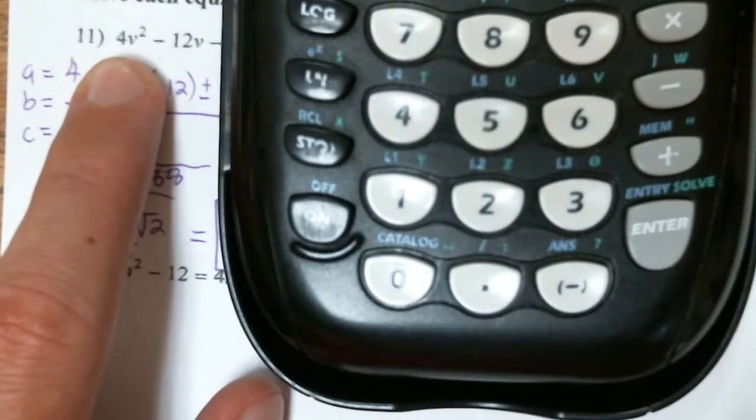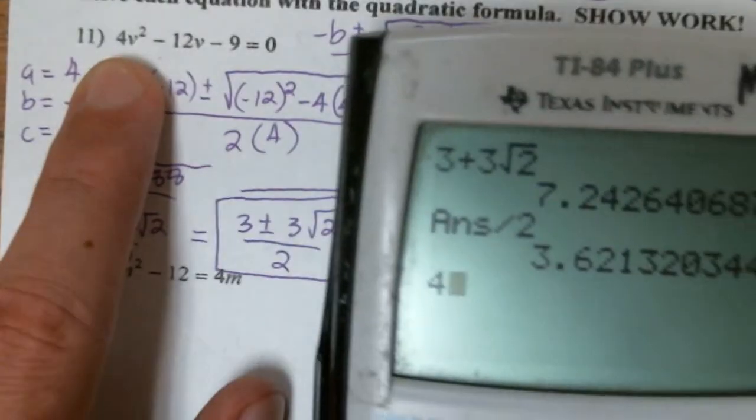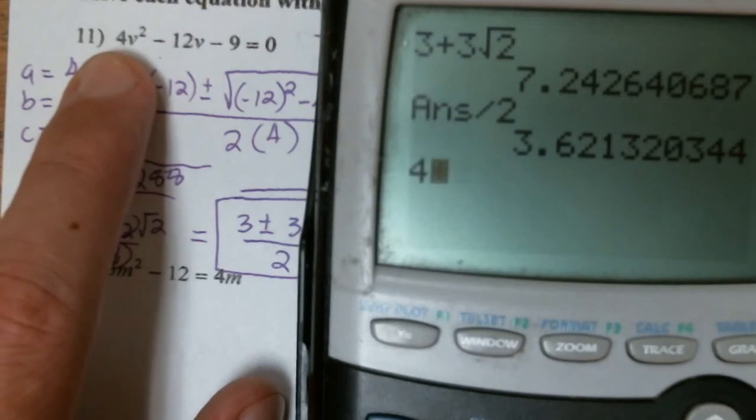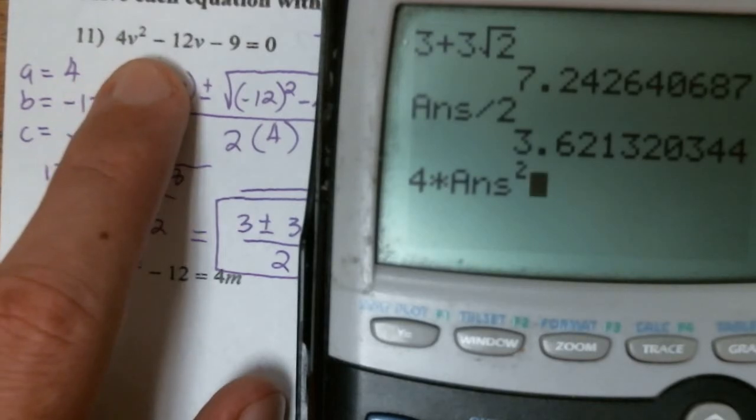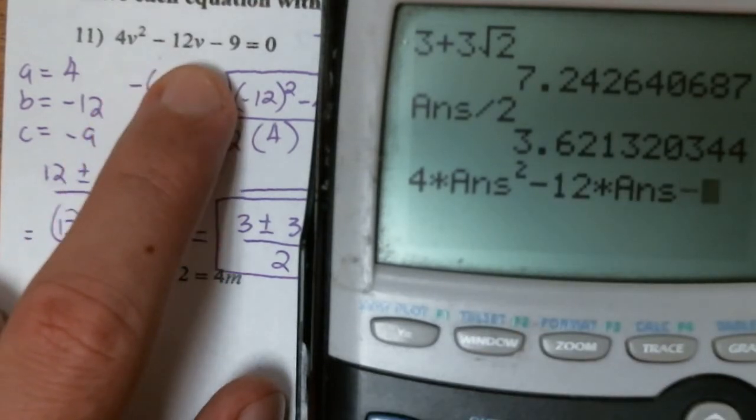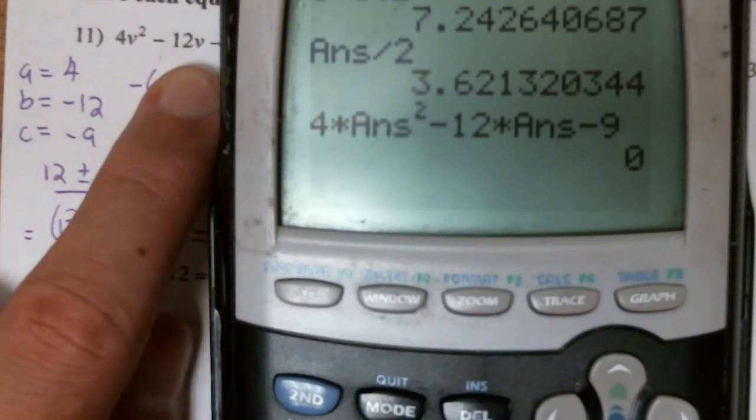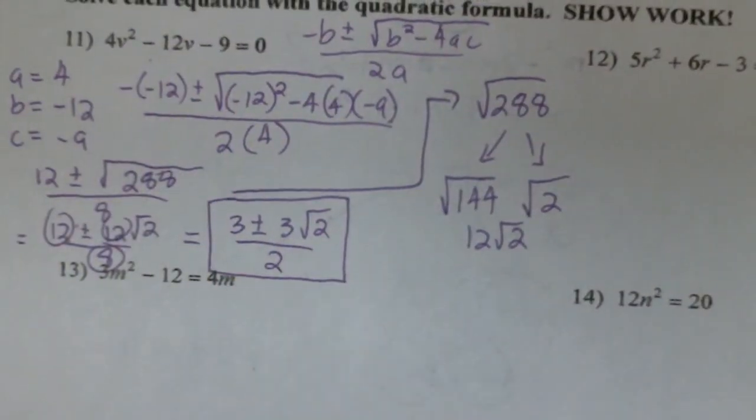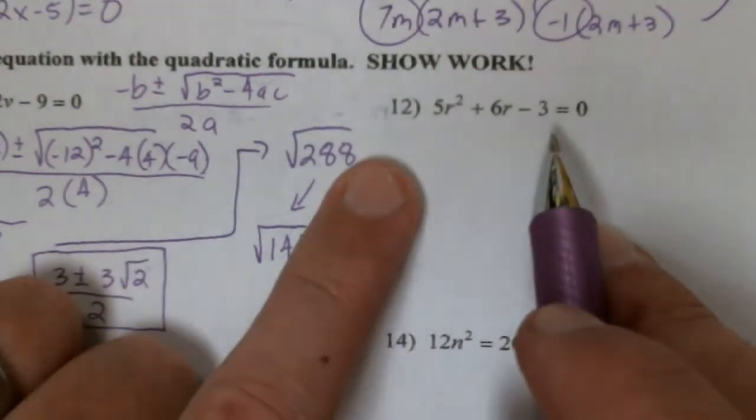Y'all see this button down here? A and S in blue? That means answer. So I want the answer that I just chose. I'm going to do 4 times my answer, go second answer, and then I'm going to square that, minus 12 times this answer, so second answer, minus 9, and that better be equal to what? That better be equal to 0. What do you know? So yeah, you can check these all day long. Okay, let's go on to the next one.